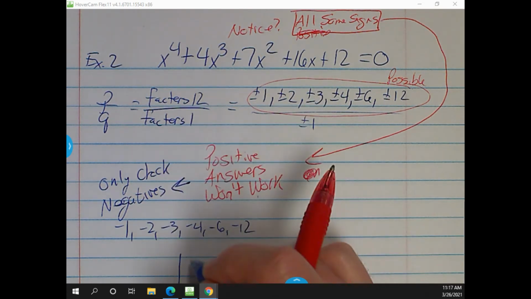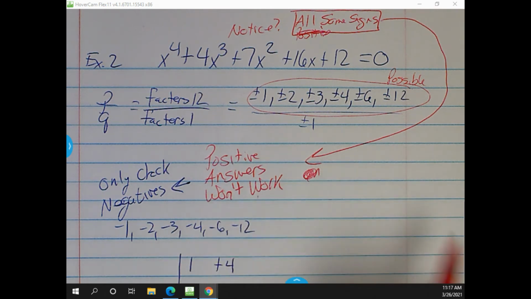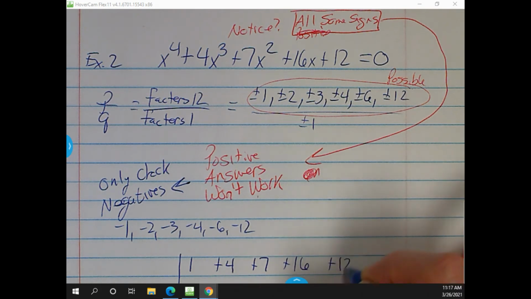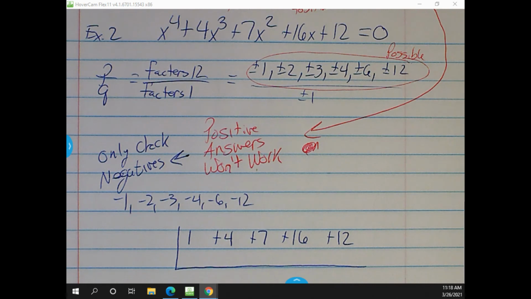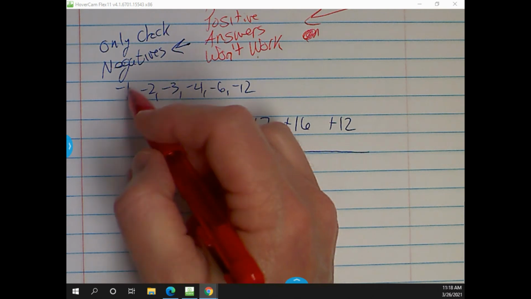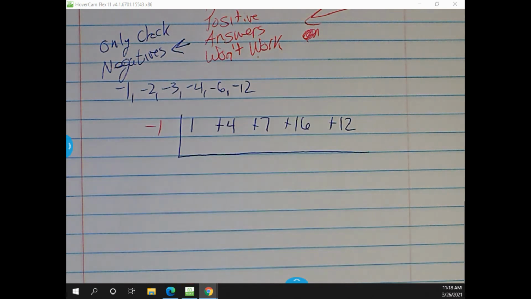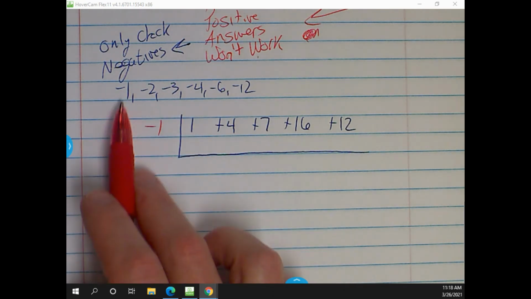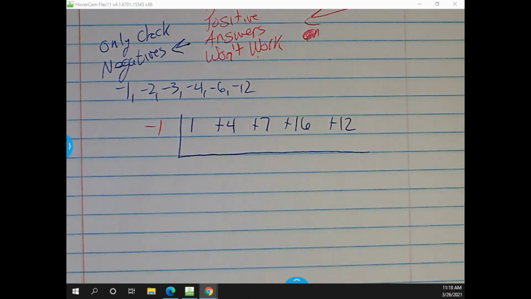So now we're going to go back through and start guessing and checking. We're going to start with 1, +4, +7, +16, and +12. A lot of times people just like to guess and check. I'm one of those. Probably the best thing to do when you do these is start with -1 and see what happens at -1. If that one works, then we've got something going. If -1 doesn't work, then we'll go to -2, then -3, then -4. Just start at the smallest number here and work your way up.